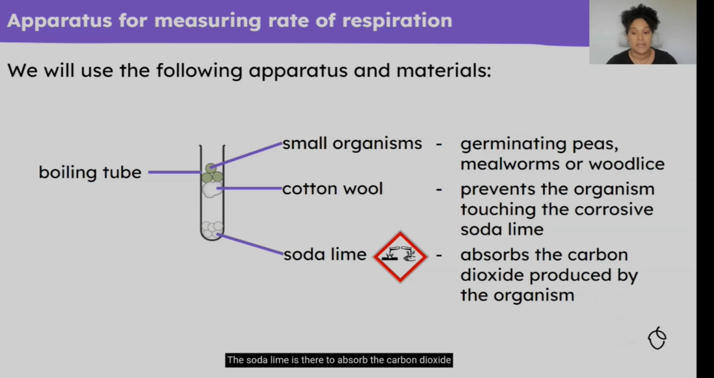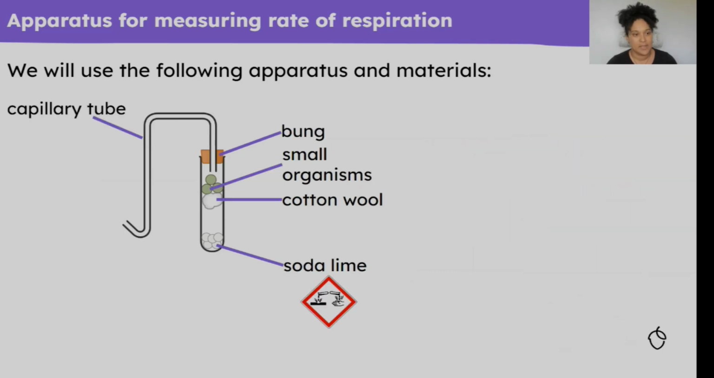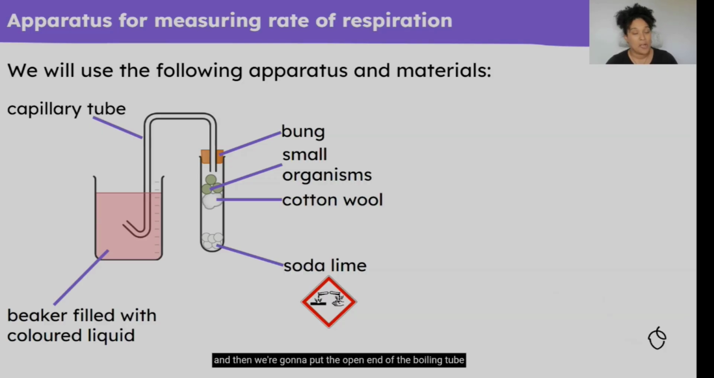The soda lime is there to absorb the carbon dioxide produced by the organism. Some other equipment we're going to use: once we've set up our boiling tube, we're going to put a bung and a capillary tube in the top of our boiling tube. And then we're going to put the open end of the boiling tube into a beaker filled with coloured liquid.